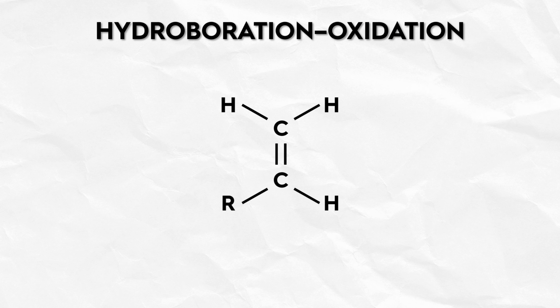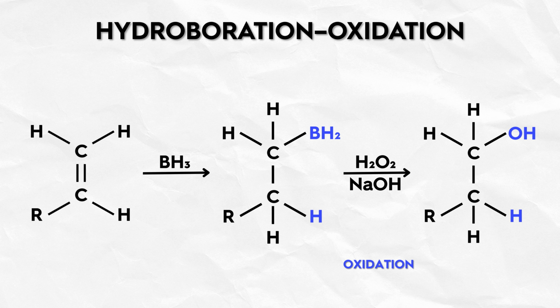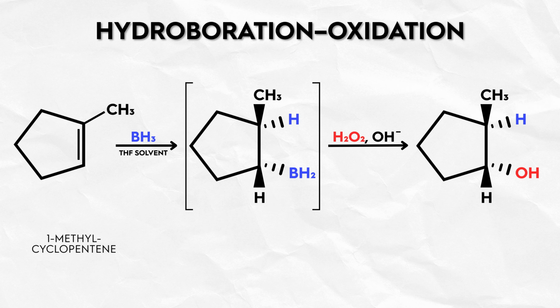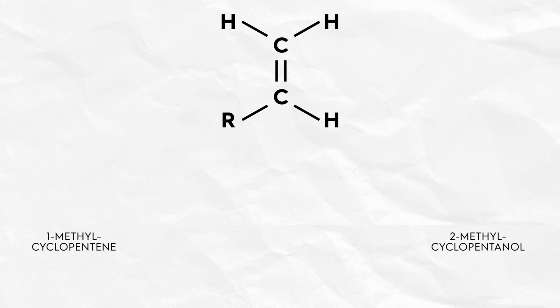Now, let's move on to hydroboration, followed by oxidation. First, borane delivers hydrogen and boron to the same face, favoring the less substituted carbon. Then, oxidation replaces boron with a hydroxy. The result is an anti-Markovnikov alcohol with syn addition of hydrogen and hydroxy. For 1-methylcyclopentene, hydroboration followed by oxidation yields 2-methylcyclopentanol. Hydrogen and hydroxy arrive on the same face. The hydroxy ends up on the less substituted carbon of the double bond.